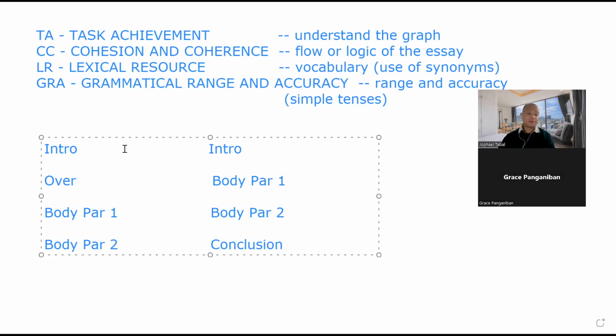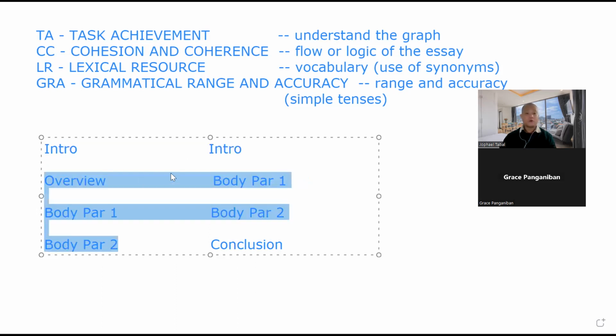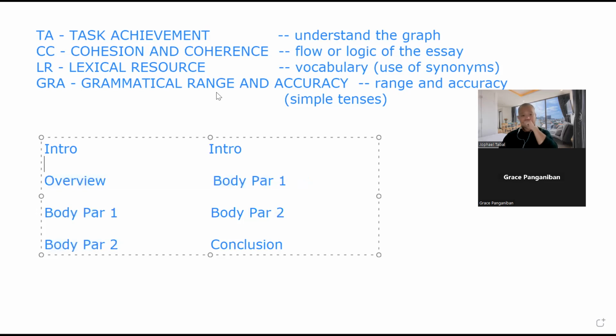So whether the student uses the first one, introduction, overview, and then body paragraph one, body paragraph two, that is correct. Or they can use intro, body paragraph one, body paragraph two, and conclusion. Some students write overview and conclusion. That is redundant. So we should remind them that they have to follow either structure one or structure two.